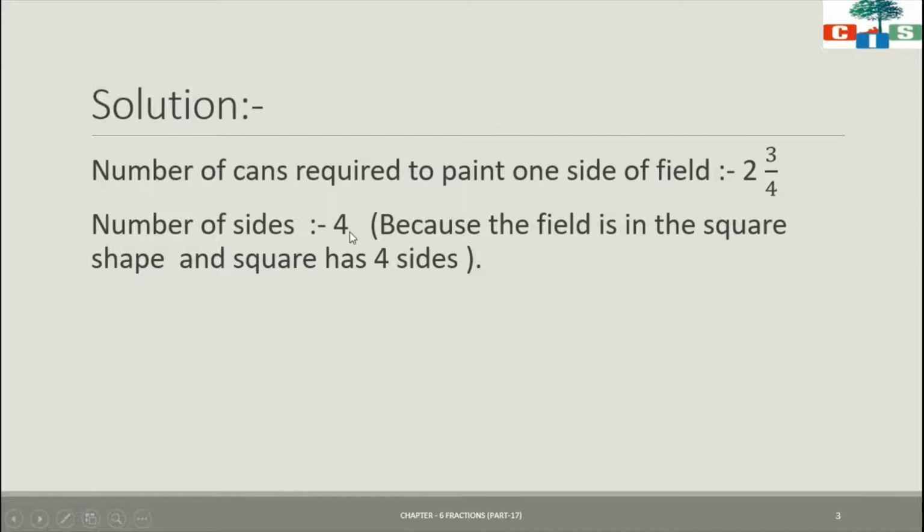Scholars, why 4? Because it is mentioned in the question that the field is in square shape, and a square has how many sides? A square has 4 sides. Now we'll write what we have to find. We have to find the number of cans needed to paint the full field, that is the whole fence.